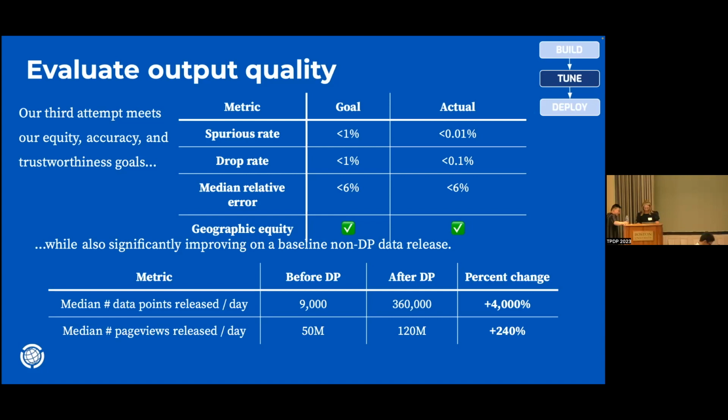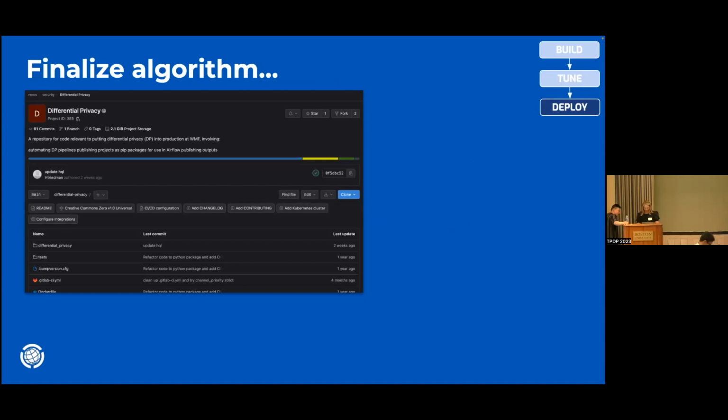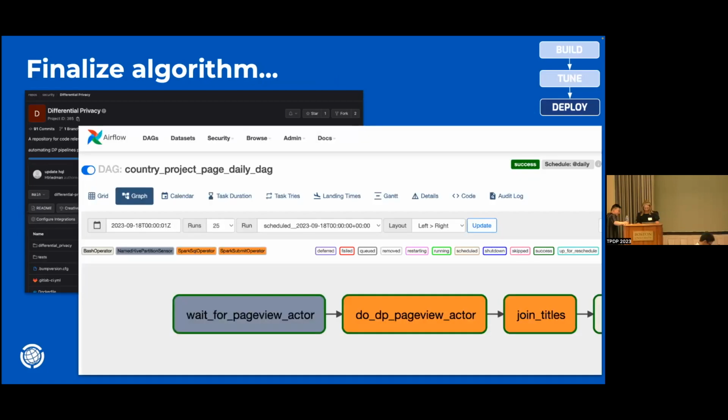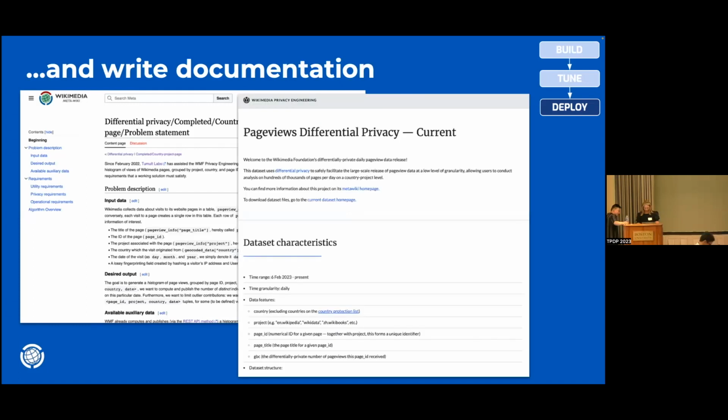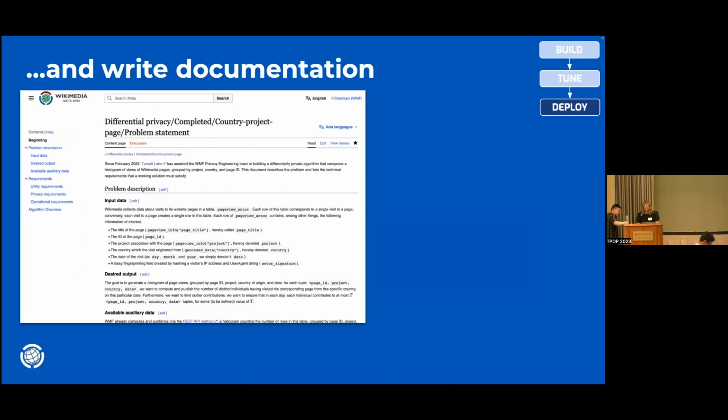As we go to the final stage, the deploy stage, we wrap the algorithm up in a Python package and deploy it using Airflow so it can get orchestrated on a daily basis without someone having to click a button. We write some documentation, both slightly more formal for people to look at the privacy guarantees, which is also public, and slightly less formal for data consumers so that they can understand exactly what it is they're getting. Also, if you want to go back and take a photo of that, go ahead.